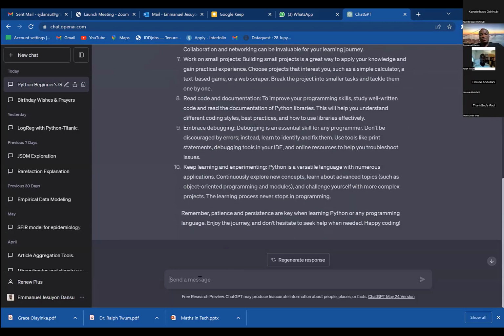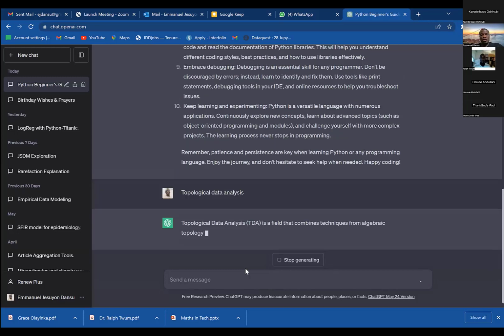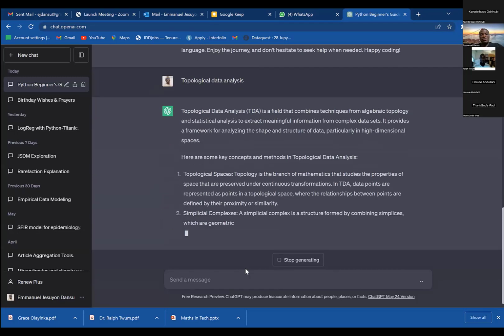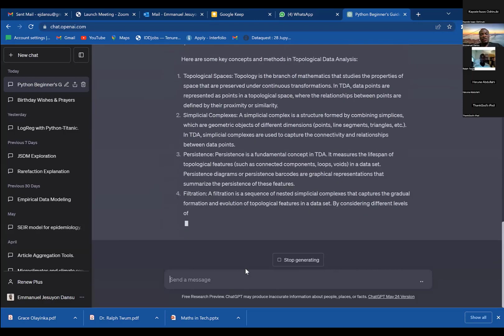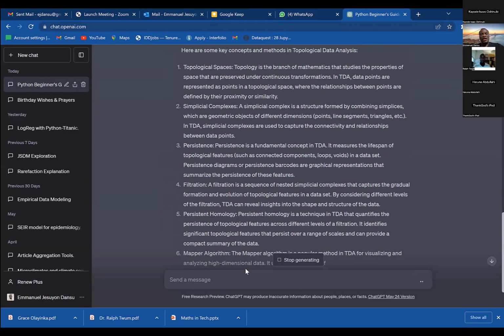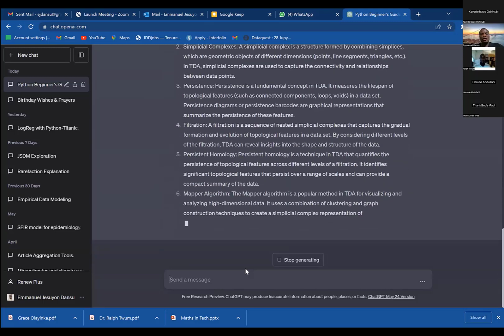As the doctor was talking, I had to quickly go and check up on topological data analysis because I found it very fascinating. I've been hearing about it, but I never bothered to check it. So I just type topological data analysis, and boom, it tells me what it is about and tells you some stories. The persistence thing it told us about and everything, all of these are coming out.